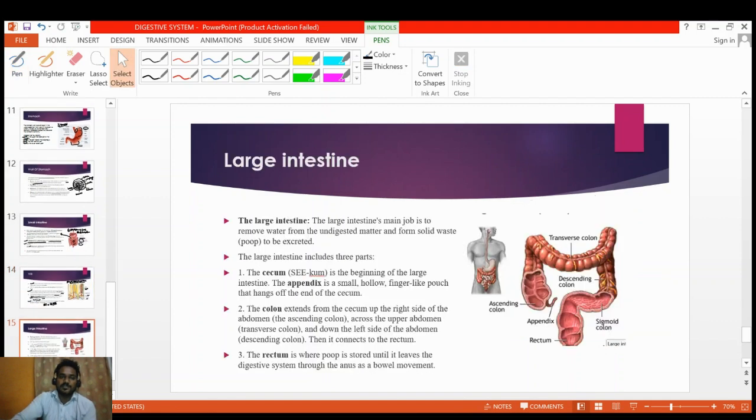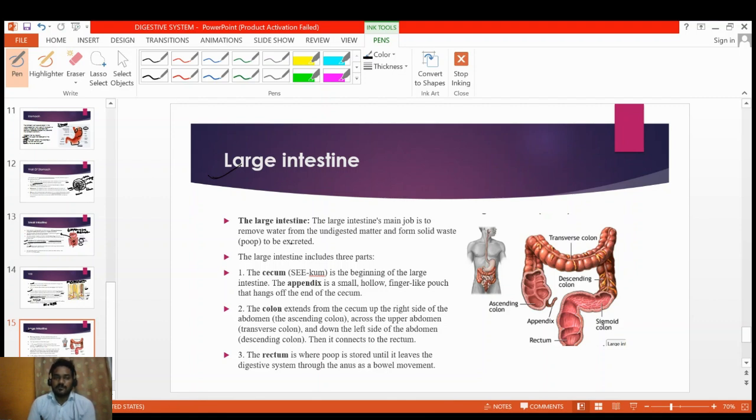Next, as the food is digested, absorbed, and assimilated, whatever waste remains is shifted to the large intestine. This is the last segment of today's lecture. So what exactly is the large intestine all about? It is short in length but broad, and it is responsible for removing water from the undigested matter or waste.